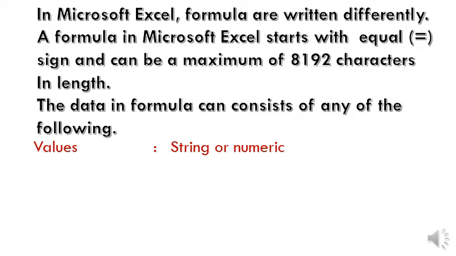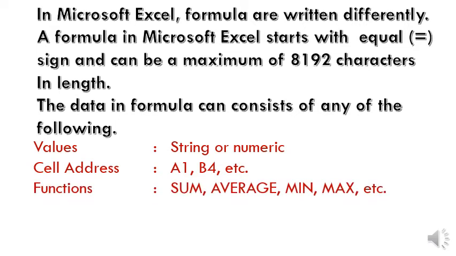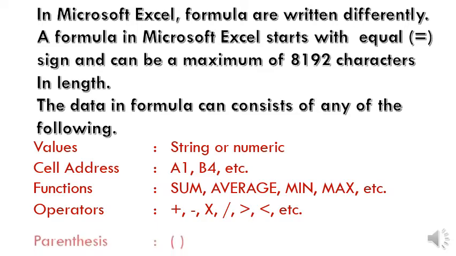First thing is values. It means in a formula we can use string or numeric values. We can also use cell addresses in a formula, like A1, B4. We can also use functions: sum, average, min, max. These functions we can use for calculation purposes. Next is operators. We can also use addition, subtraction, multiply, division, less than operator, greater than operator, and many other operators in a formula.